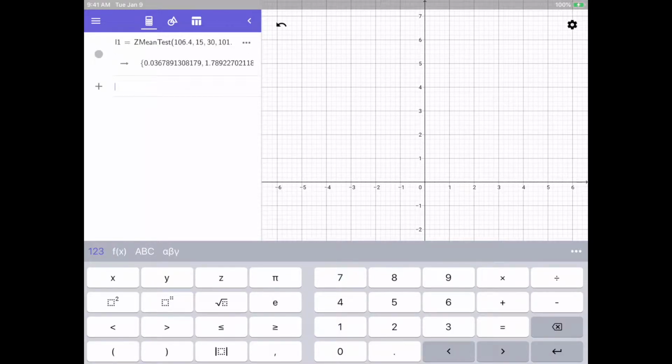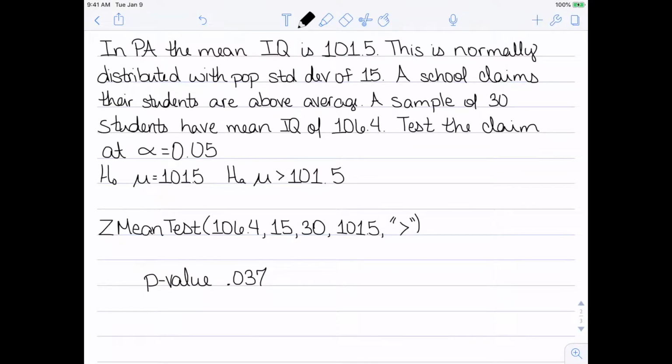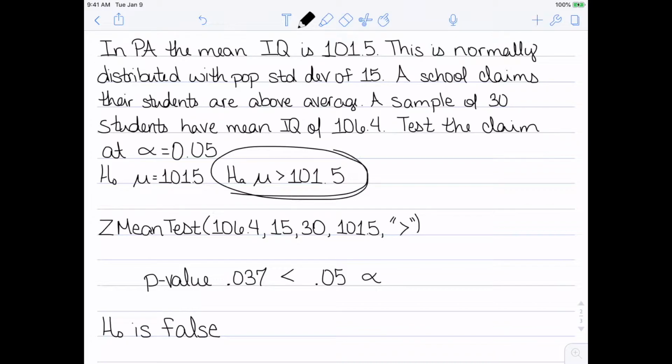So you'll notice this gives us two values. The first value is the p-value that we need, and the second value is the test statistic. So in this case, our p-value is 0.037. We now need to test that with alpha. So we need to compare if this is greater than or less than alpha. And we can see that this is smaller than 0.05, which is our value for alpha. And so if our p-value is smaller than alpha, then we say H0 is false. If H0 is false, then we know that HA is true. So yes, these students are above average. They are greater than 101.5.